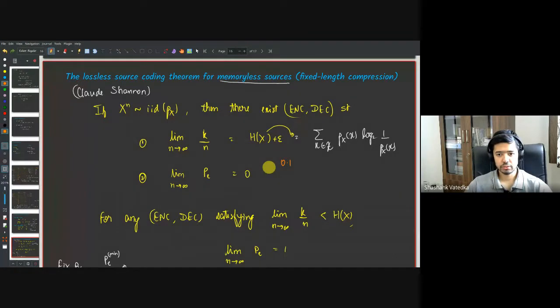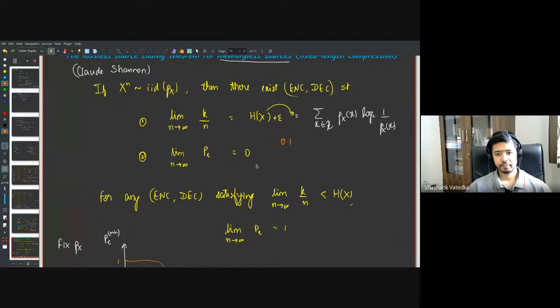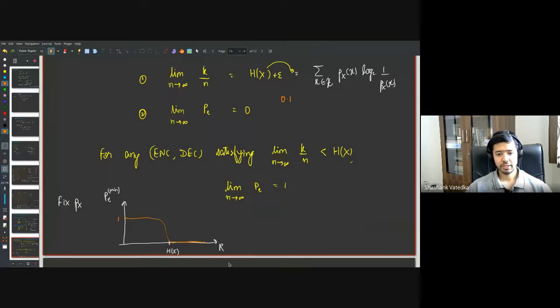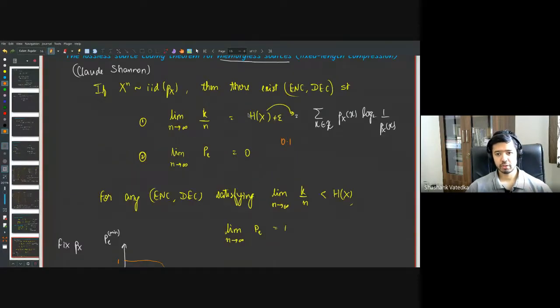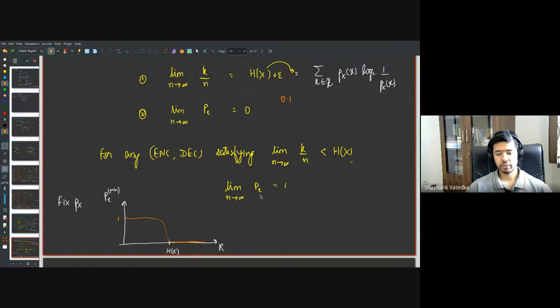All right. So that's a good question. But then what this says is that if I take r equal to h of x plus epsilon, if epsilon is negative, then the probability of error will tend to 1 as n tends to infinity. So if the rate is higher than entropy, then the probability of error will of course depend on how far you are from entropy, and similarly the negative way as well.